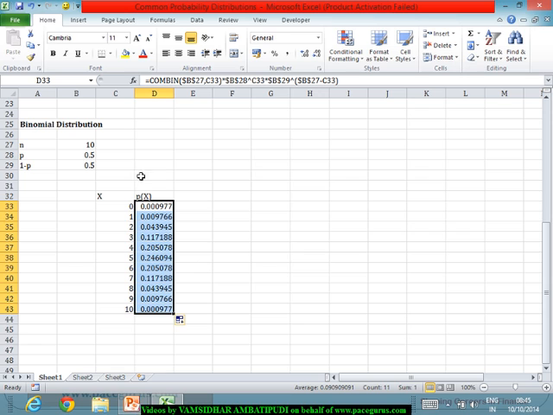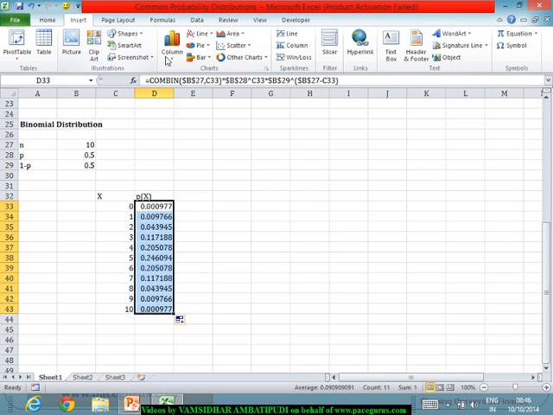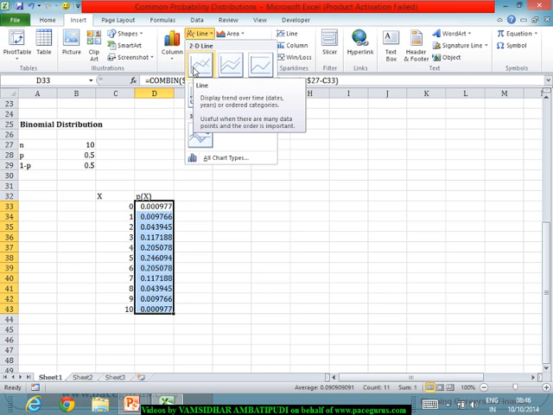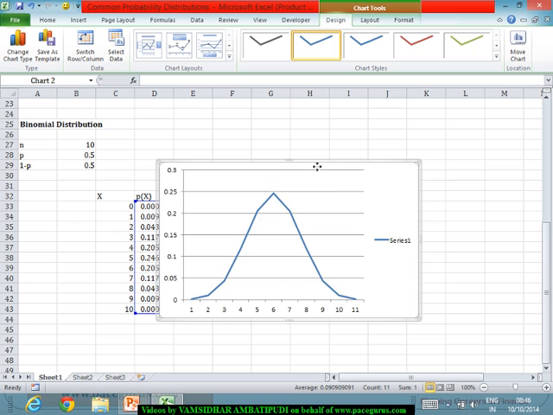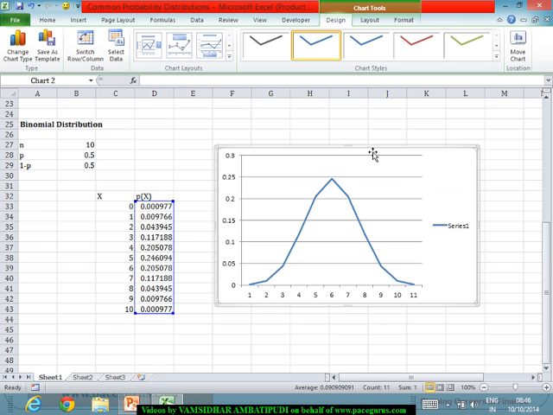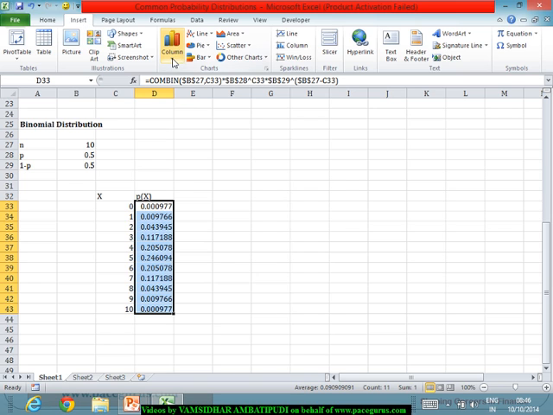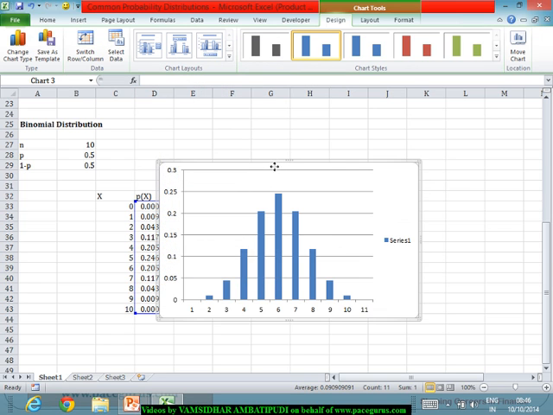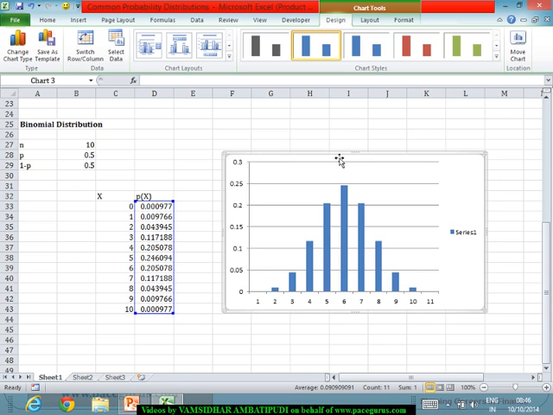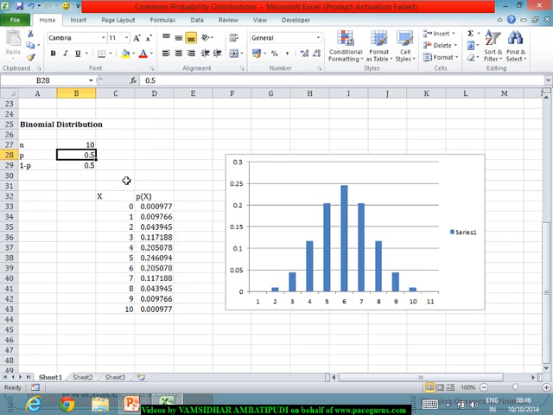Now I'll try to draw a small graph associated with this. It is showing some kind of symmetry. Either I can plot a line chart, but let me not plot a line chart because it shows continuous. I'll go with a simple column chart. Here it is showing some kind of symmetry. There is a gradual fall on both sides and some symmetric behavior is coming up in the graph. But let me try a different thing. Instead of putting the probability of success to 0.5, let me put it as 0.1.